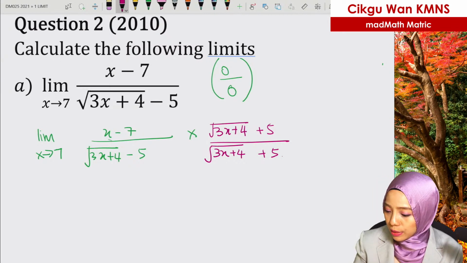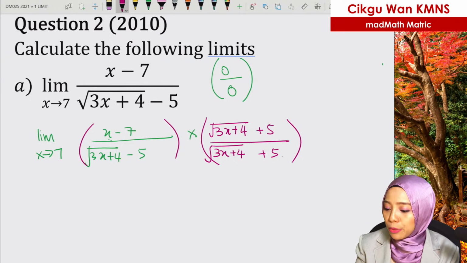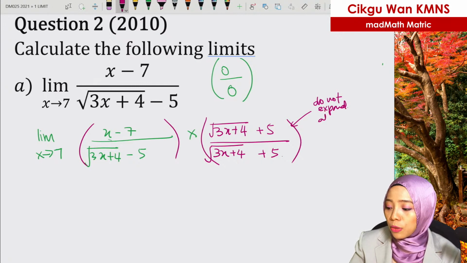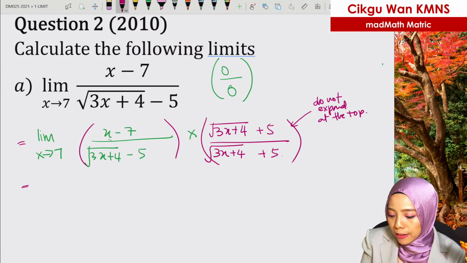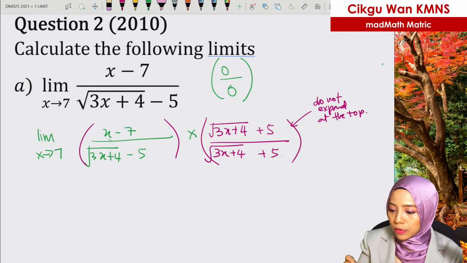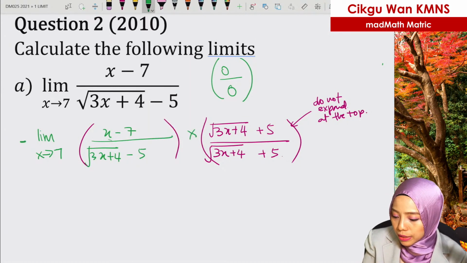Okay, so now we expand. Which one do we expand? What did I tell you? Do not expand at the top in this case. It depends. What if I make it bolder, then you can see it more clearly.